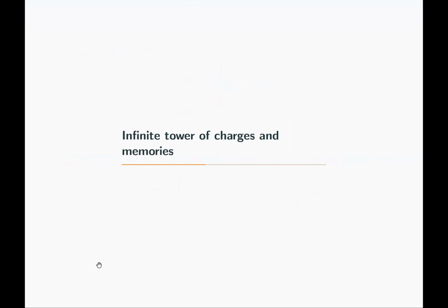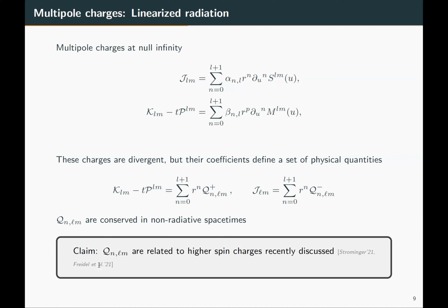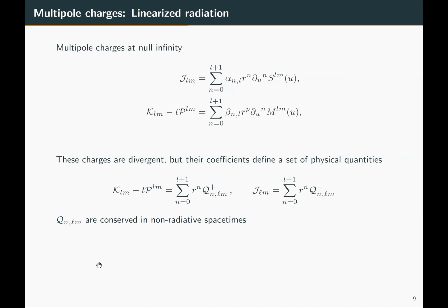Okay, so in the next part of the talk... Sorry, Ali, a quick question. You said that you got these charges using the Wald-Zoupas formula? Yes. And can you remind us which prescription you chose for the integrable part?